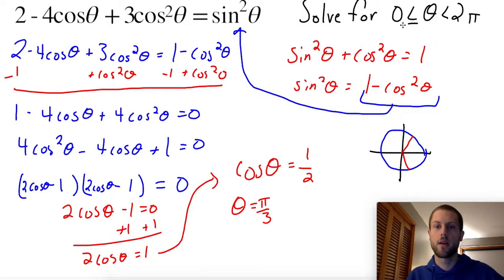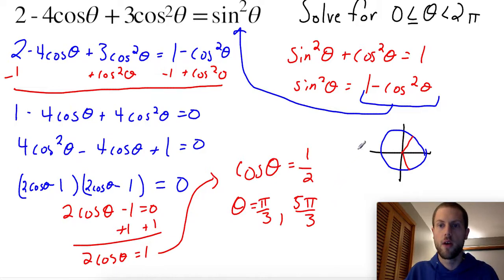However, it looks like my angle is between 0 and 2 pi. So this is going to go all the way around, and if I were to find what this angle is, I can think of what 2 pi minus pi over 3 is. So that's going to be 6 pi over 3 minus pi over 3, so that looks like 5 pi over 3. And because I'm just sticking between 0 and 2 pi, those are going to be my only two solutions. And there you have it.